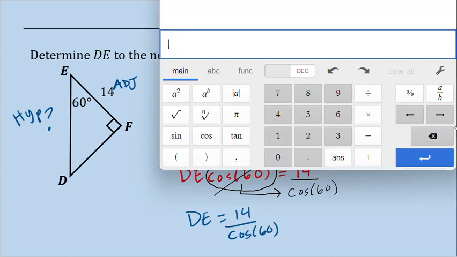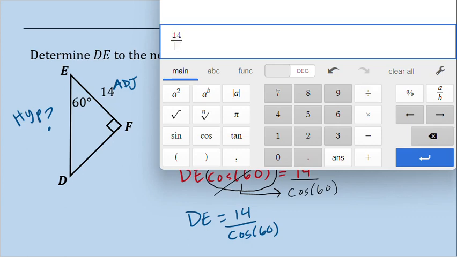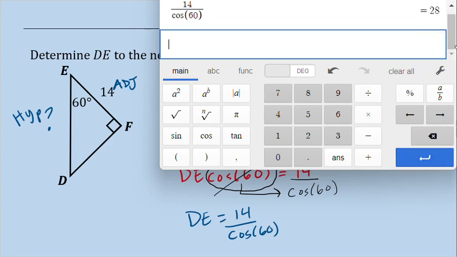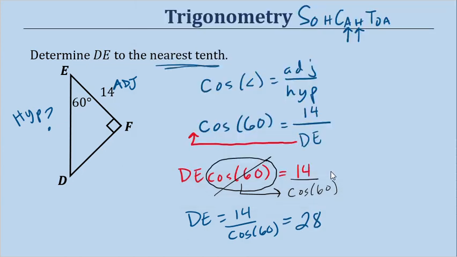And on my calculator, I'll type 14 divided by cosine 60 to get my answer, which in this case is 28 exactly. But since we're told to round to the nearest tenth, I'm going to need to put a decimal zero at the end in order to have the official correct answer. So for this problem, the answer is that DE equals 28.0.